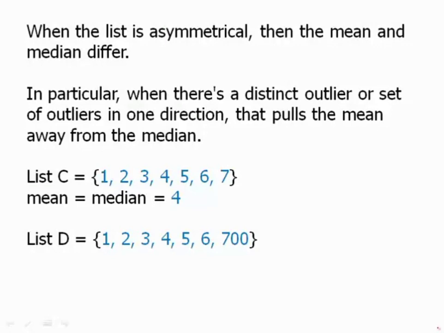Well, of course, the median isn't affected at all. 4 is still the middle number on the list. But now the mean is going to be much higher, because now the sum of list D is going to be much, much higher than the sum of list C. And so then when we take an average, we're going to wind up with a much higher number.